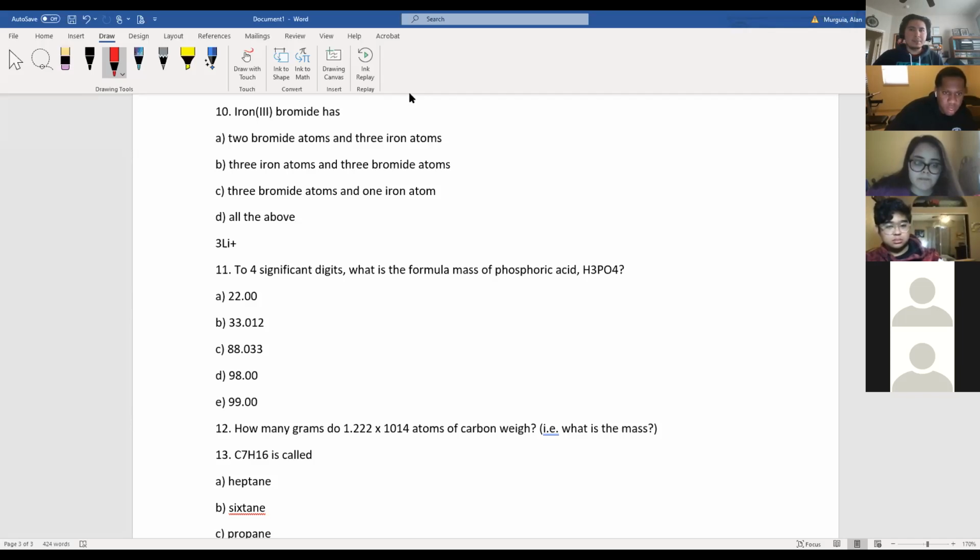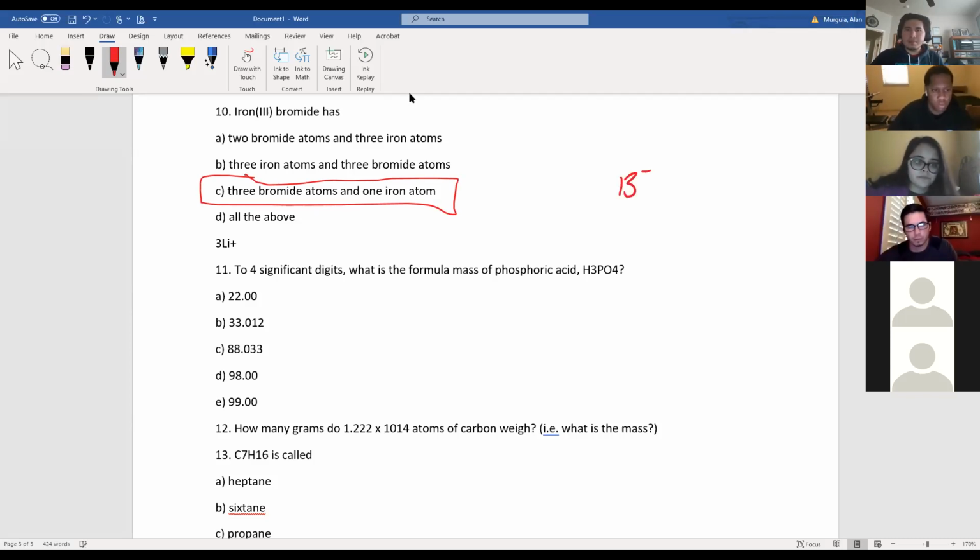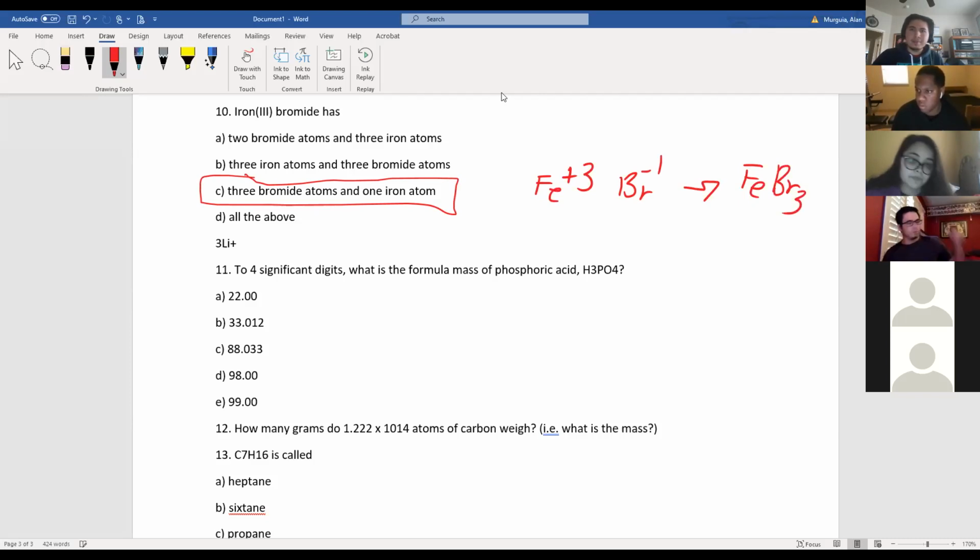Oh, would it be C? So why is it C? Why does iron(III) bromide have 3 bromide ions and 1 iron atom? Because Br has a -1 charge and iron(III) has a +3 charge because of the Roman numerals. Yeah, so you need 3 bromide ions to balance out the iron's +3 charge. Yes, ions, exactly like that. Perfect. Just like that. Good job.